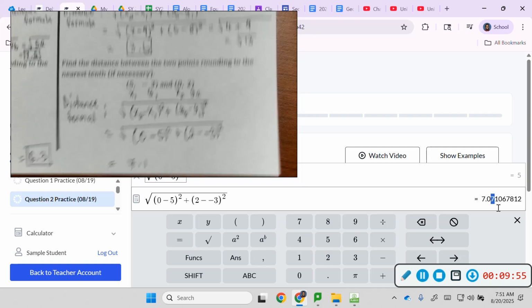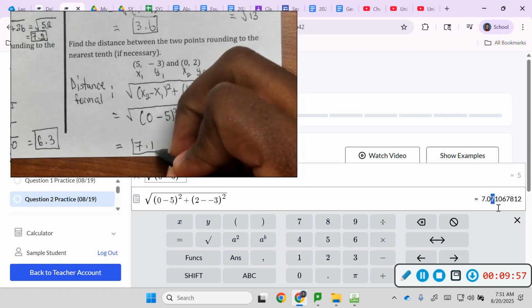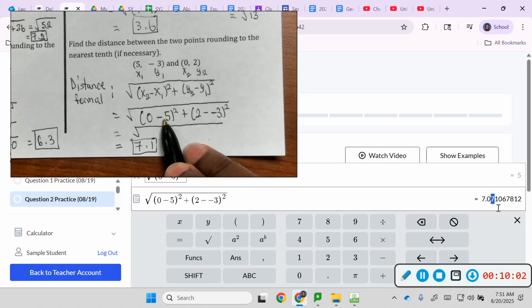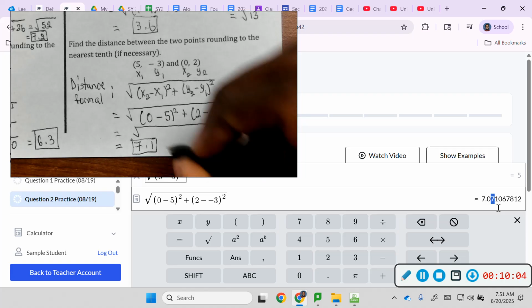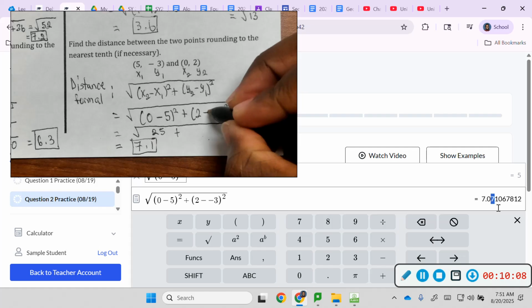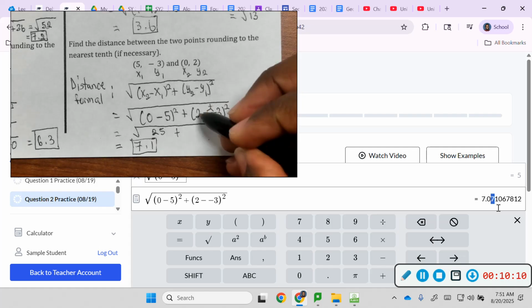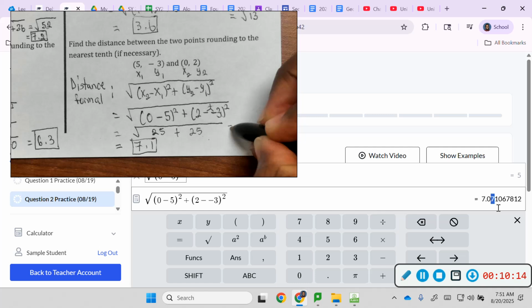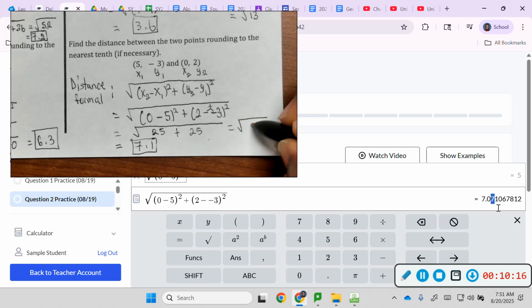So again, my answer is going to be 7.1, which would have been the same answer you'd have gotten if you calculated by hand. 0 minus 5 is negative 5. Negative 5 squared is 25. Plus 2 minus negative 3, and a negative beside a negative turns into a positive. 2 plus 3 is 5. 5 squared is 25. So this would be the square root of 25 plus 25, which is 50.